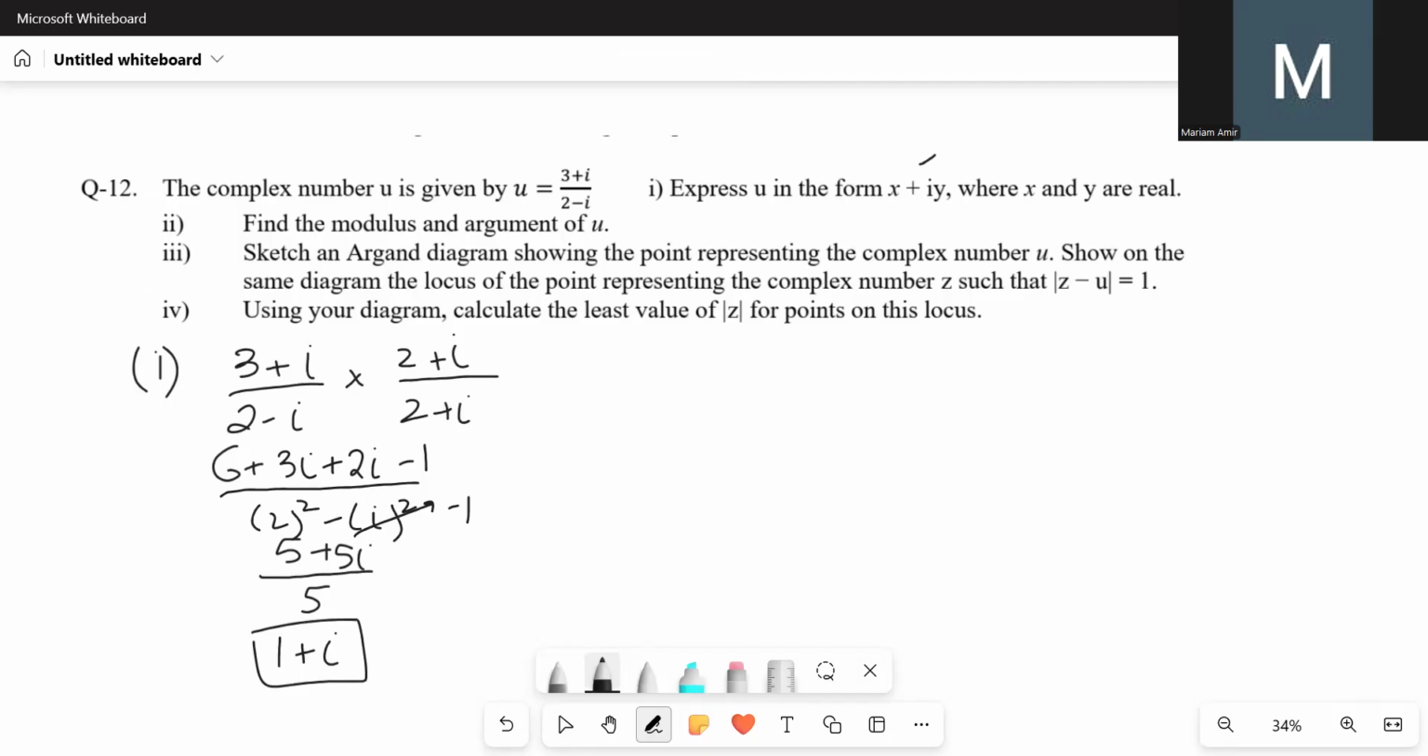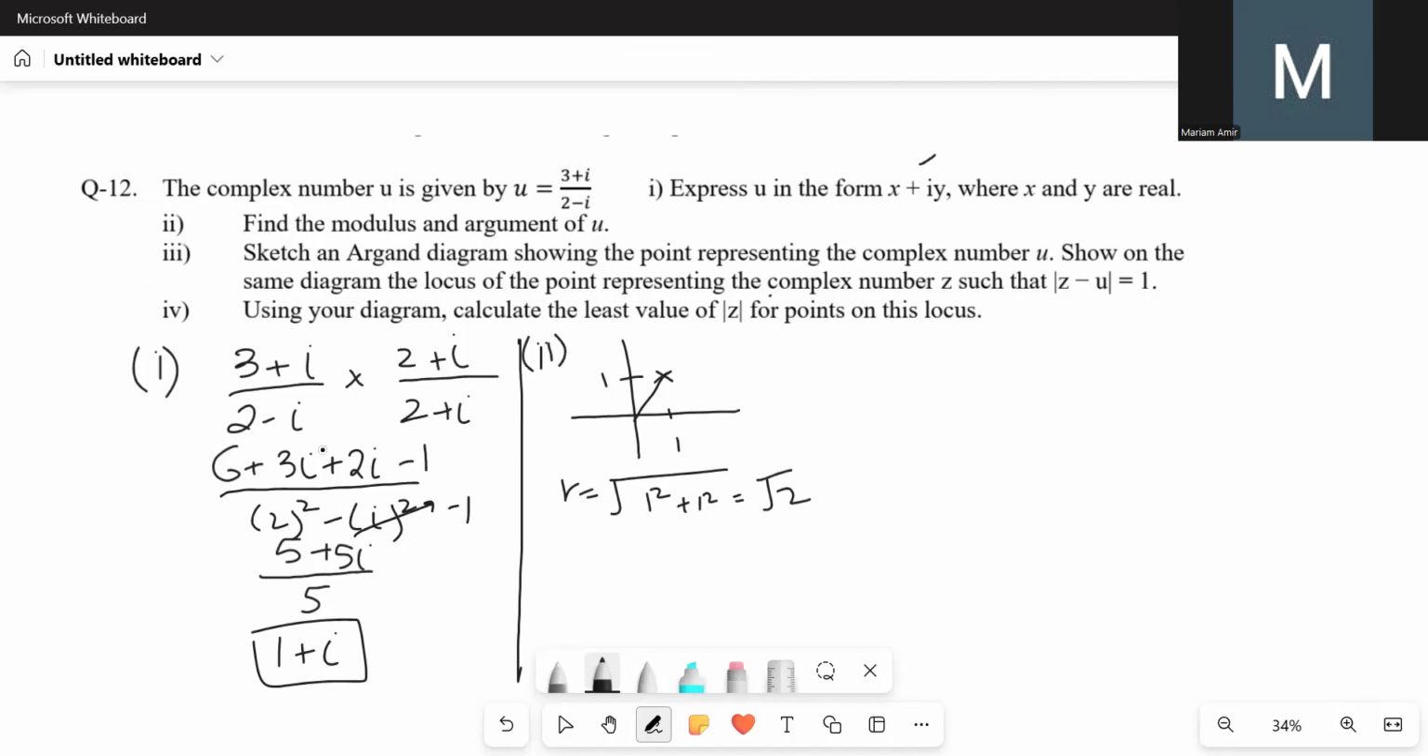Part 2 is find the modulus and argument. So for that, it's better we sketch it on an Argand diagram first. Real part, imaginary part, this is the point. We will find the modulus. This is going to be square root of 1 square plus 1 square, which is root 2. And this angle theta, which will be tan inverse 1/1, which is going to be pi by 4. So we have the modulus of u and the argument of u.